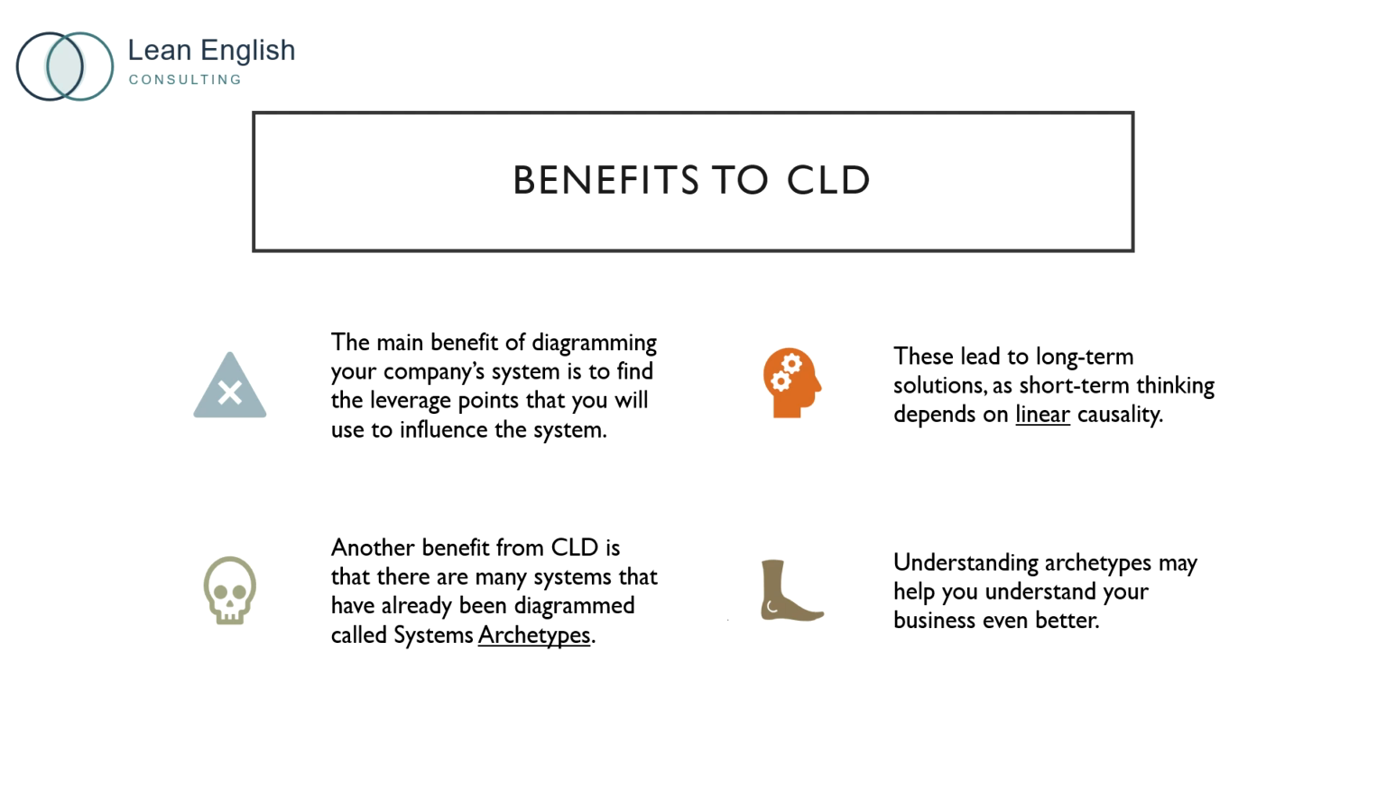So, why should we create causal loop diagrams? The main benefit of diagramming your company's system is to find the leverage points that you will use to influence the system. These lead to long-term solutions, as short-term thinking depends on linear causality. Linear causality is when we can easily identify causes to our problems. However, nowadays, it is much more difficult to find root causes due to the complex nature of our world and the interconnectivity of our businesses.